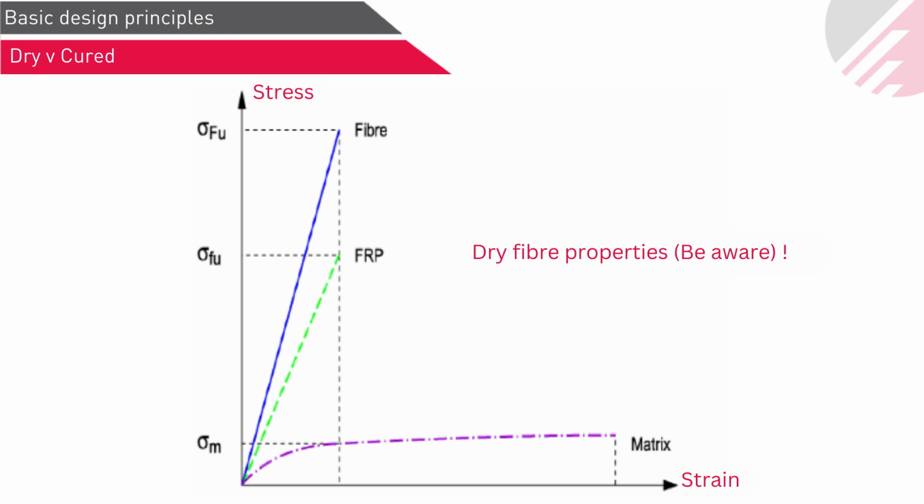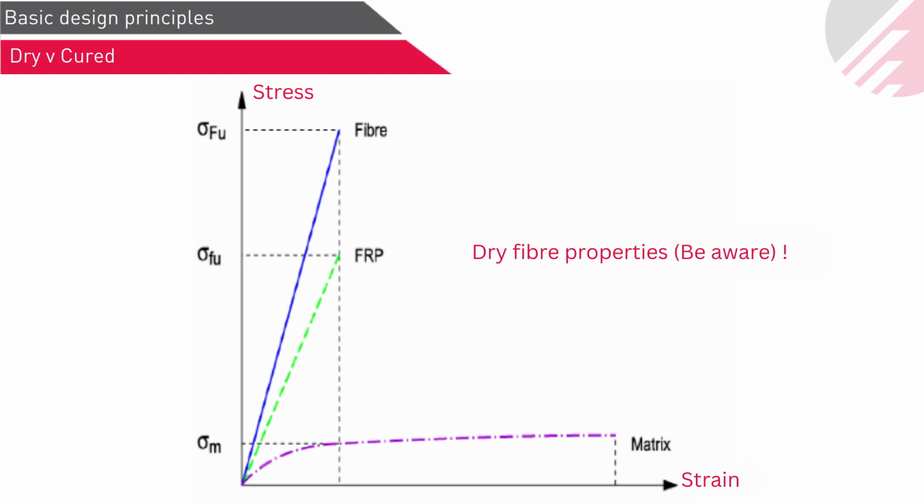Okay. So we can see on this stress strain curve, the top blue line shows the behavior of fiber only. Then we have an epoxy matrix, which is the purple properties, which is much lower than the fiber properties. So when you mix them together, you'll get the property of FRP between these two somewhere. So in the final design, we should always consider these final cured laminate property and not dry fiber property.